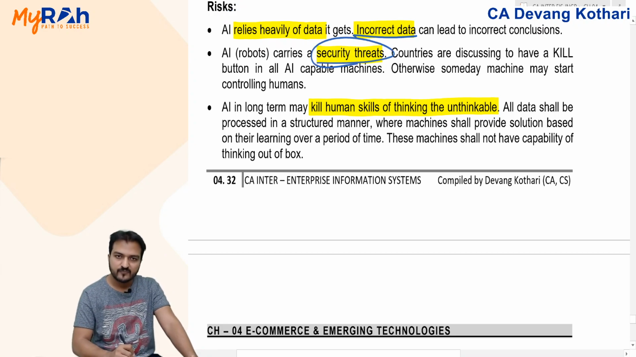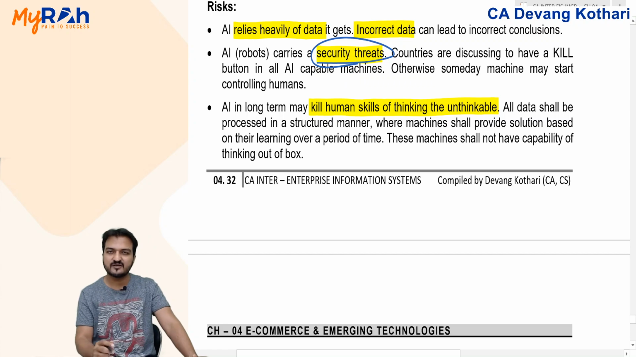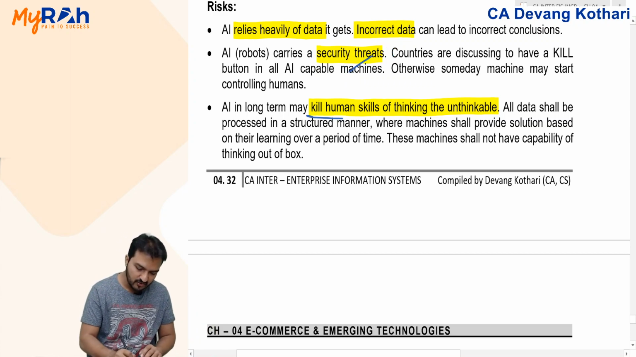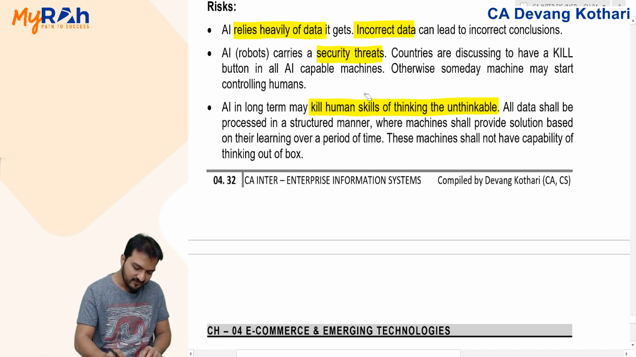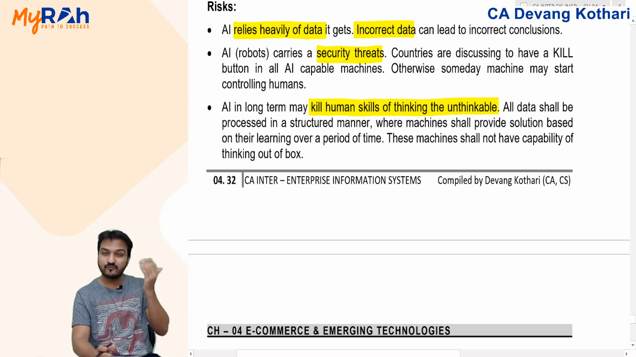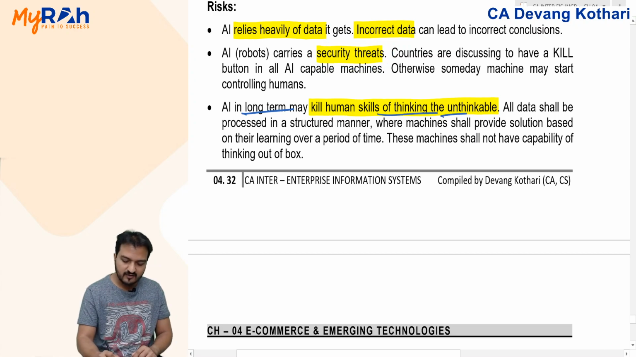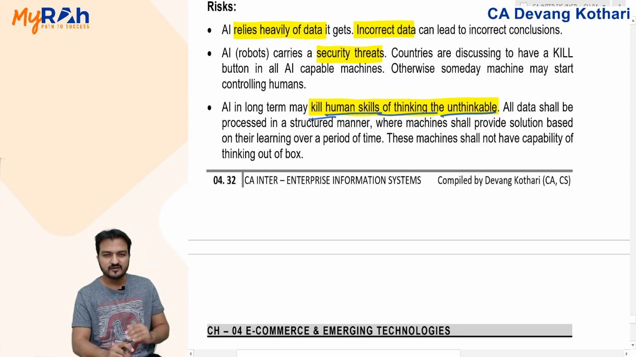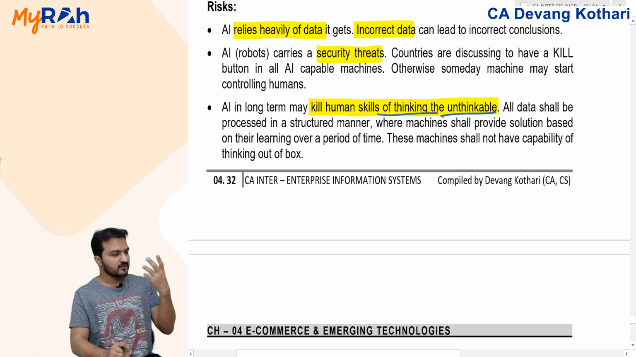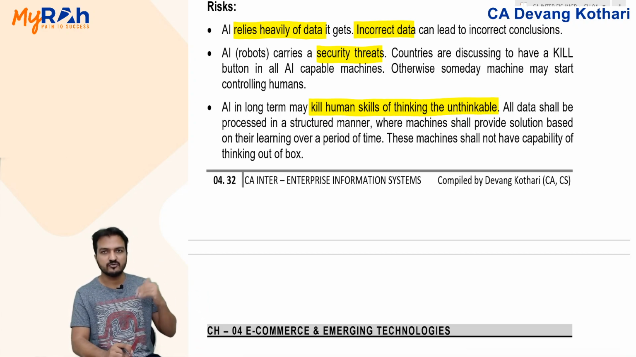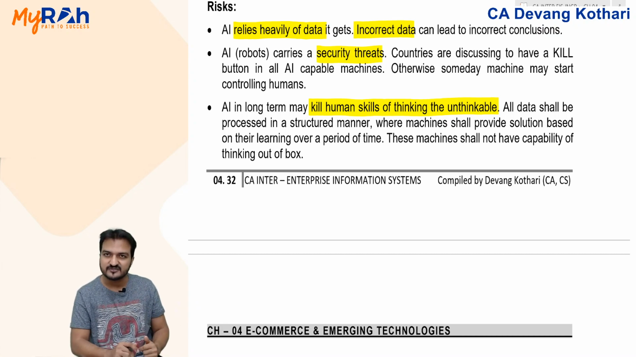Security threat. Robots carry a security threat. You have seen various movies about robots, that robots will finally try to kill humans and take over the human race. That is a kind of security threat. Plus, in the long term, because of robots, it will kill human skills of thinking the unthinkable. In other words, you become so dependent on artificial intelligence that you don't want to do things on your own. It is done by the artificial intelligence.